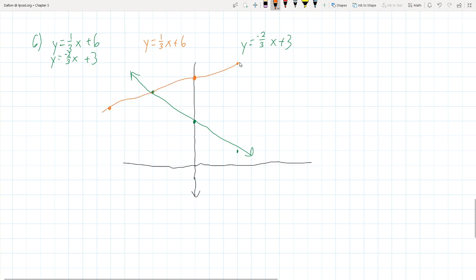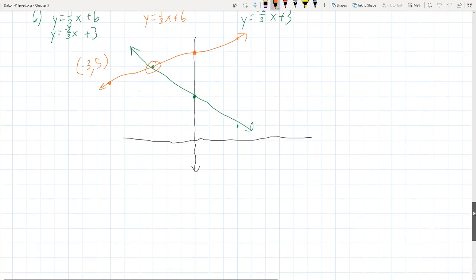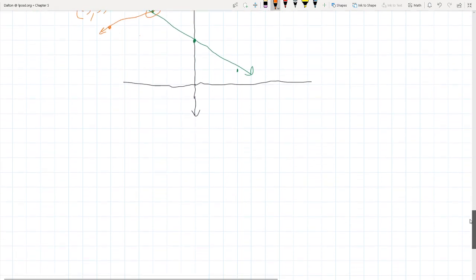And as you do these, you'll start to get a sense of where they'll intersect. So this one ends up intersecting at negative 3, comma 5. You'll start to get a feel of, okay, this is either going to intersect over here, or down here, and you'll get a general idea of where it might be. If you don't, that's fine as well.